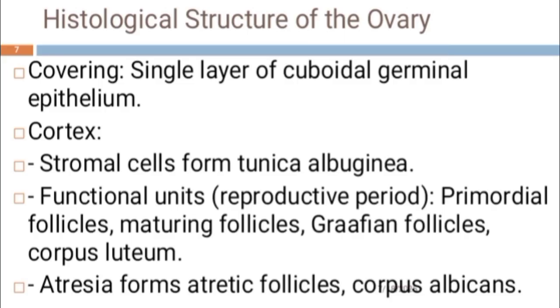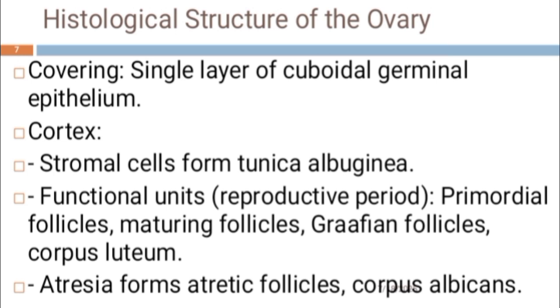Next, let's examine its histological structure. The ovary's structure is elegantly divided into an outer cortex and inner medulla, each with distinct roles. The ovary is enveloped by a single layer of cuboidal cells called germinal epithelium. Beneath this lies the cortex, which is thickened by stromal cells forming the tunica albuginea.